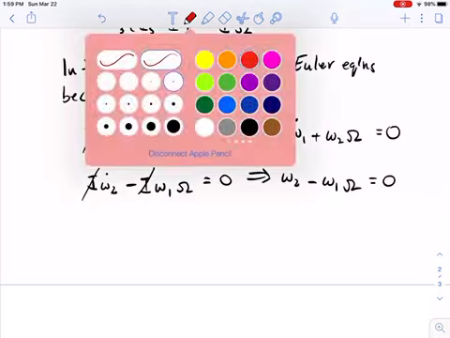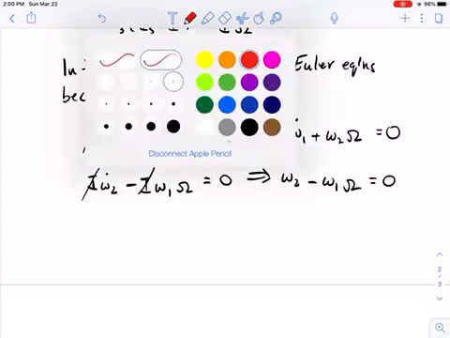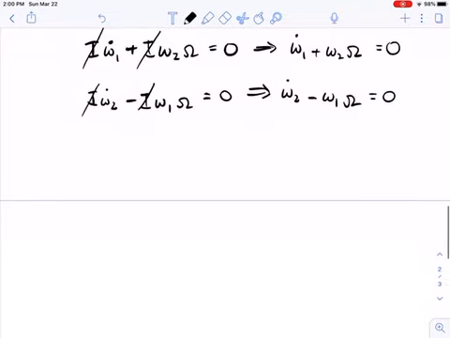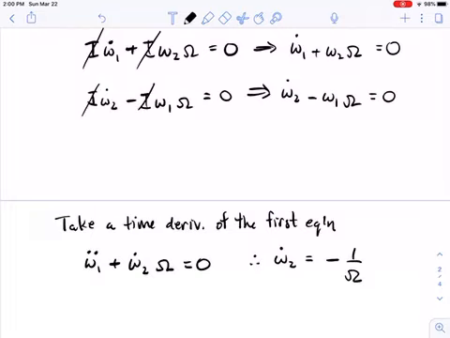Okay, what I want to do is take the first equation and take a time derivative. Let's take a time derivative of the first equation. So we get omega 1 double dot plus omega 2 dot times omega, which is a constant, is equal to 0. Therefore, omega 2 dot is going to be equal to minus 1 over omega times omega 1 double dot.